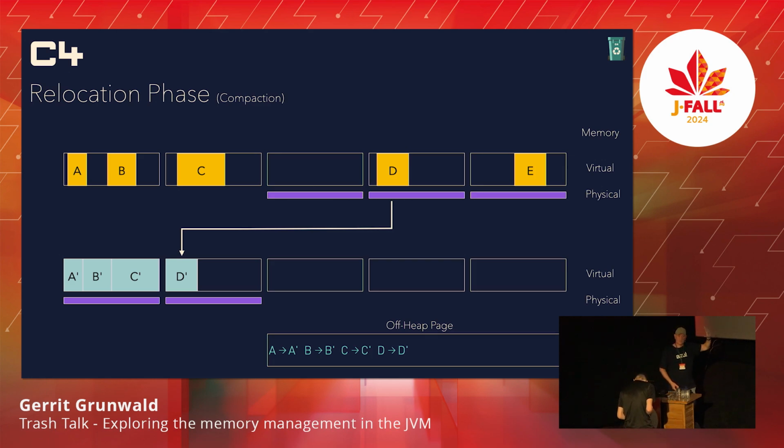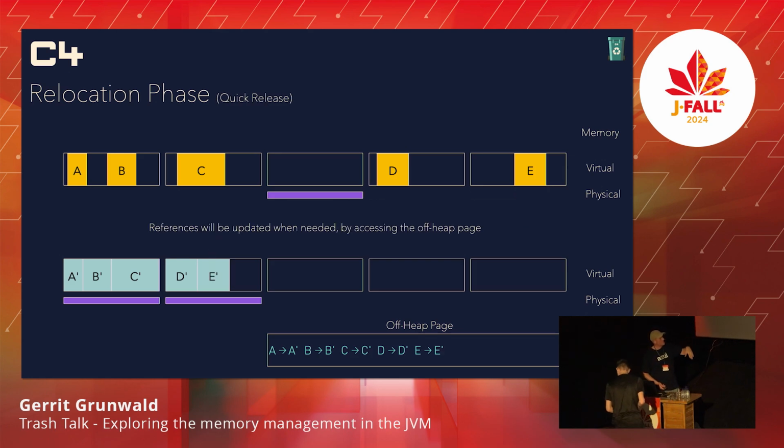Remember, in the Brooks pointer approach, we need to keep the old object as long as we copy and update all the references, and then we can remove it. Here, we can directly remove it after we copy it. That's a tiny thing. You might think, okay, what's the big difference? Oh, it's a huge difference in speed, right?